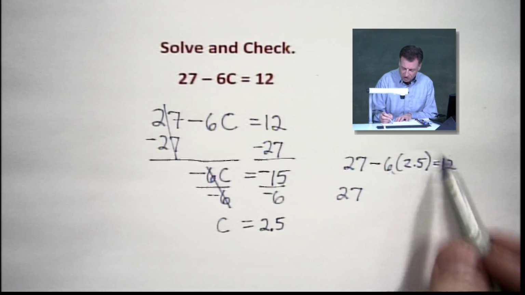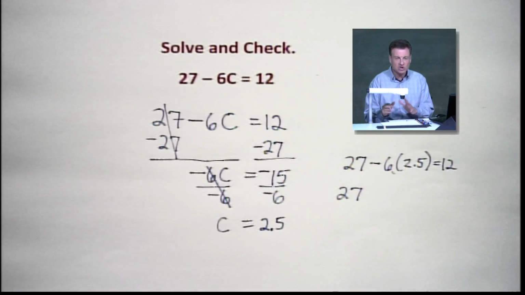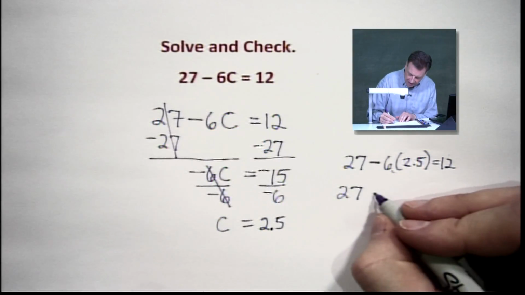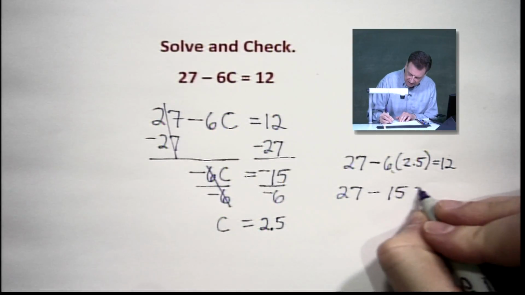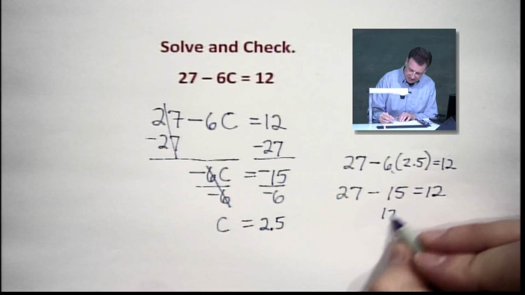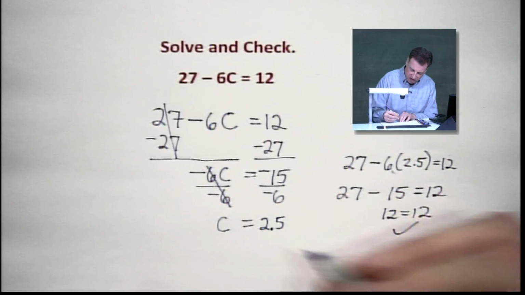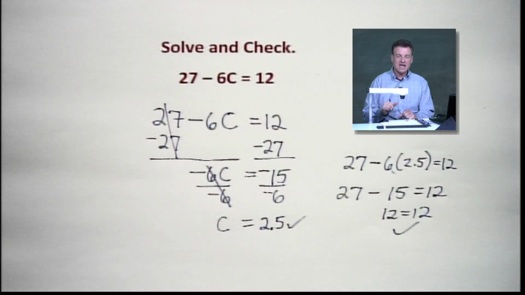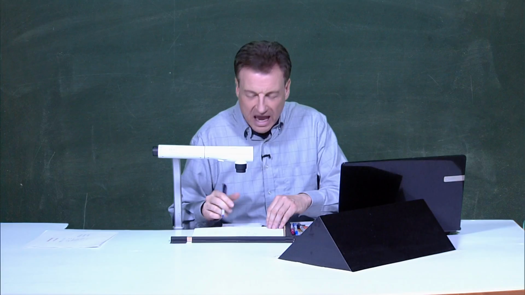Because remember, we got to multiply, then we do the addition or subtraction, whatever's left for us to look at. And in this case, it's going to be 15. Does it give us 12? 27 minus 15? Yes, it does. So 12 equals 12. We check. Life, as we say, is good. All right? And there you go.